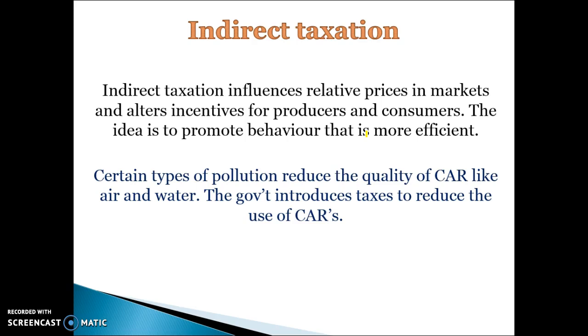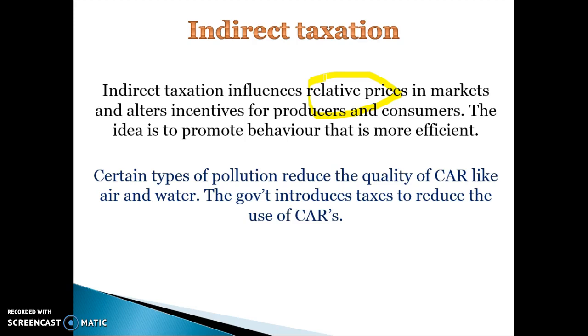Another way that we can protect our common access resources is through indirect taxation. And a really good example to use, and one that I encourage you to use in your exams, is talking about climate change with clean air as the common access resource, and then explaining how the carbon tax can help protect that resource. So the idea of indirect taxation, just as with negative externalities, is to influence relative prices in the markets and alter the incentives for producers and consumers. So the idea is to promote behaviour that is more efficient, because certain types of pollution reduce the quality of clean common access resources like air and water.